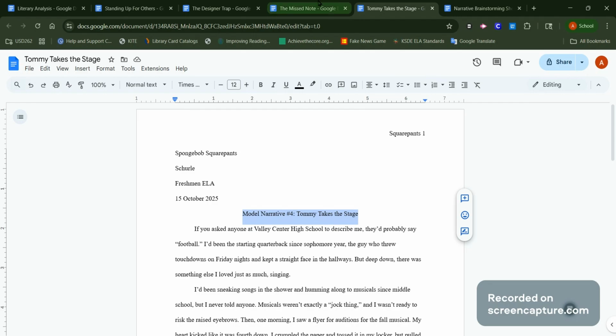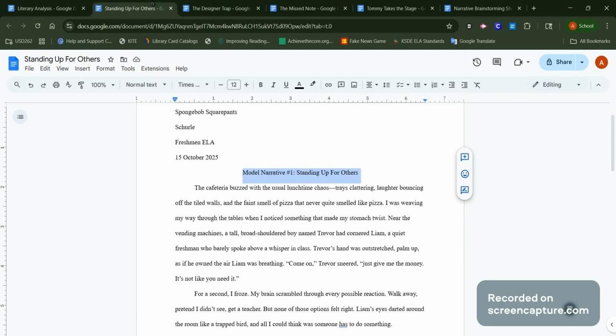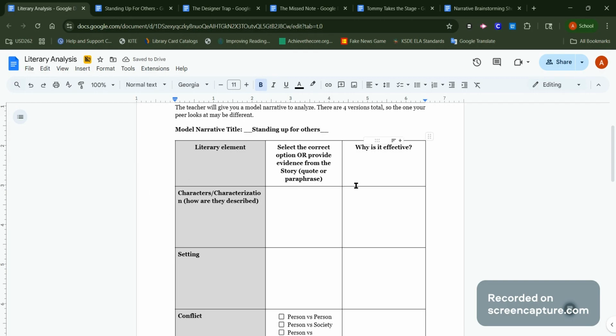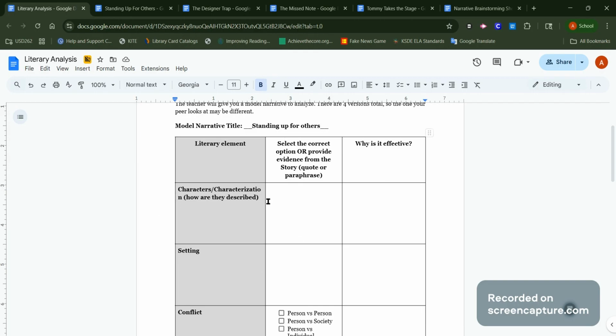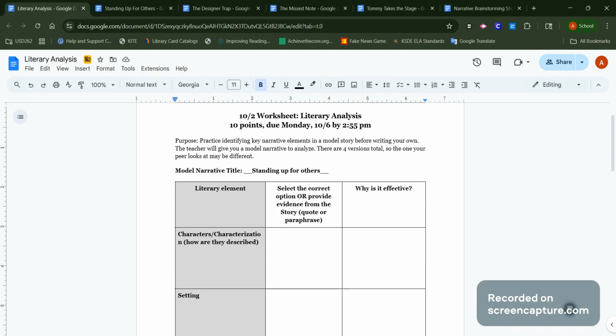All 4 of these are examples of a personal narrative that a student might write. So let's say I was just given model narrative 1, standing up for others. On my worksheet, I would put in standing up for others. I would either write or type it in. So now I'm going to look at my chart and work through these boxes, and I'm going to look for these things in the narrative.